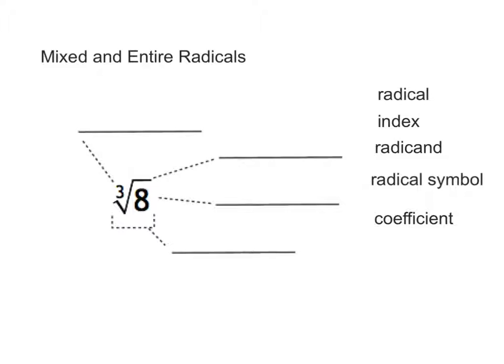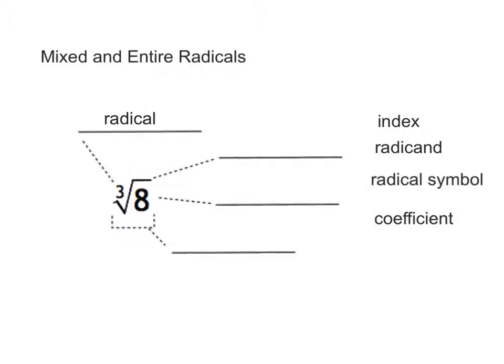We'll be talking about both mixed and entire radicals. But this thing here is a radical. And anything that kind of looks like that, we call a radical, if it has particular parts to it. It has to have an index, a radicand, and a radical symbol. It might or might not have a coefficient. But if it has those three things, index, radicand, and radical symbol, then we call it a radical.